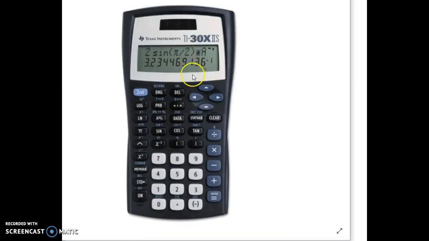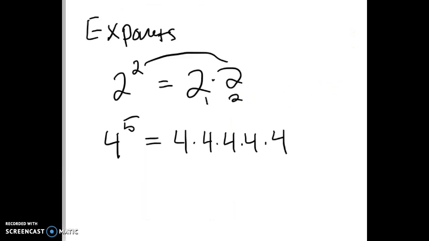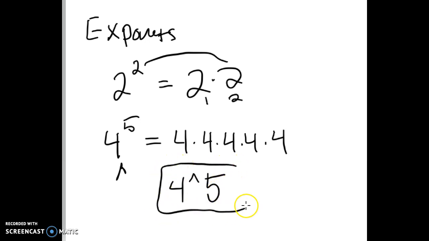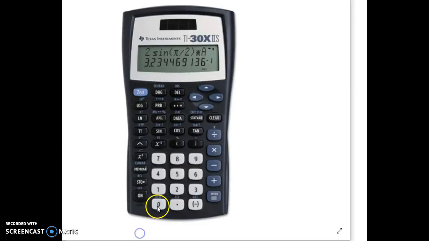This is a TI 30X. This one goes with a popular sign called the caret. The caret is a pretty snazzy guy. So let's say we wanted to do this one right here. We would go 4 caret 5, and that's how it would look in our calculator. This little caret would shift that 5 up and send it up to heaven. So that is for that one.